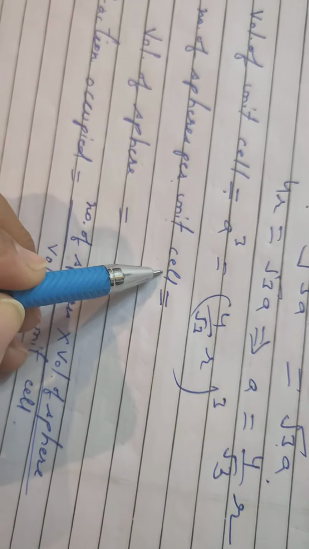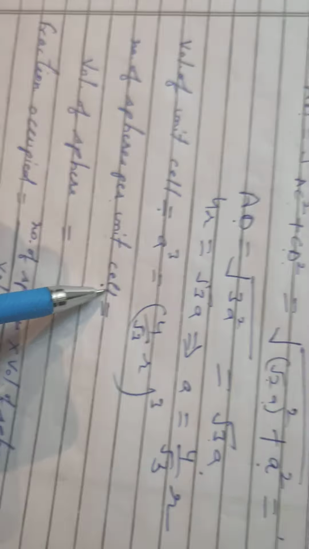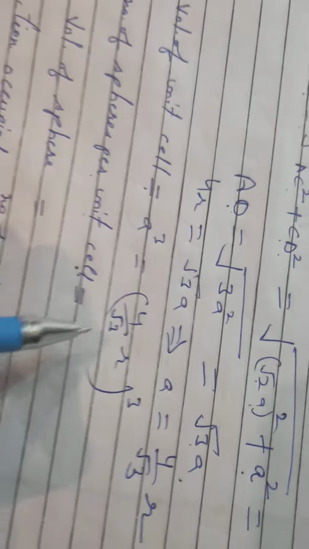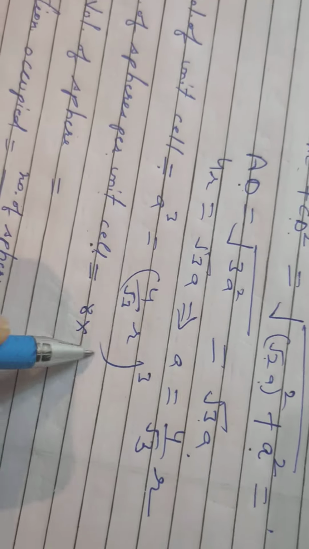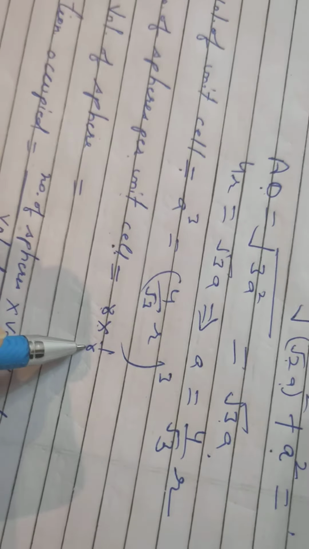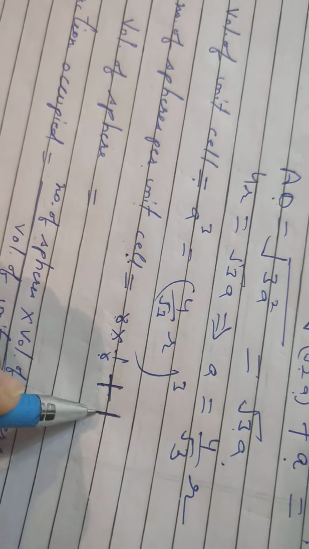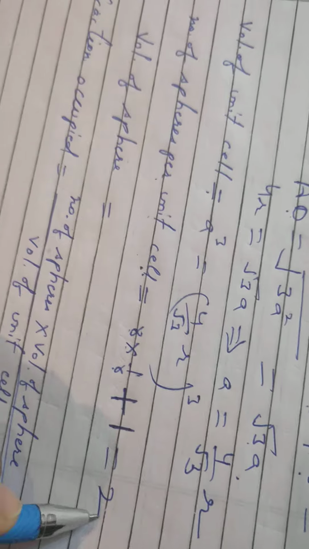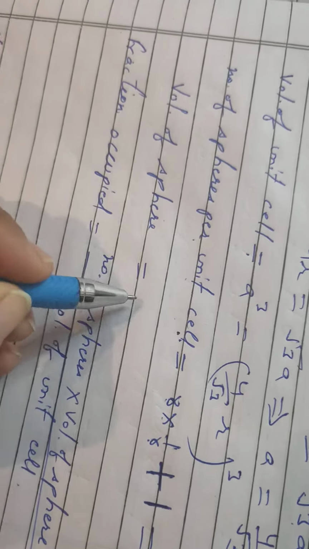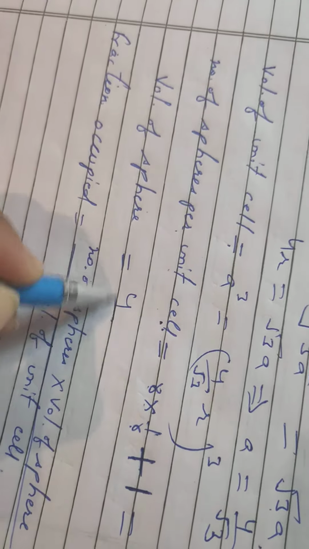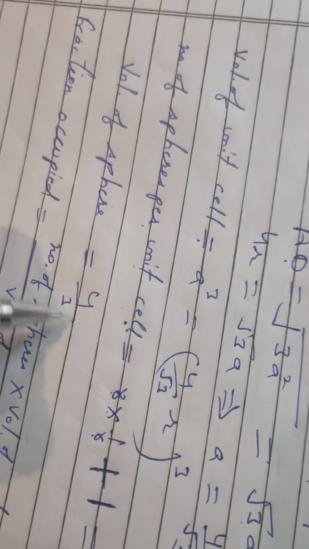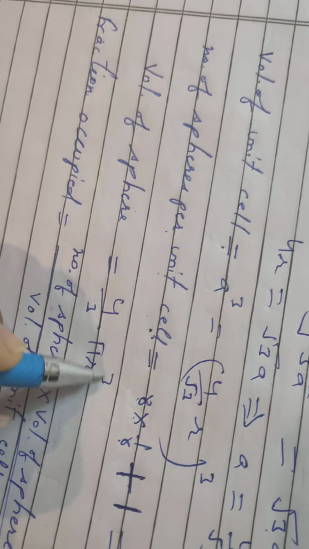Now number of spheres per unit cell. In BCC, what is the number of spheres? कितने होते हैं atoms? That is equal to at the corners 8 into 1 by 8. In the body center में contribution क्या है? 1. So total 2. Number of spheres is equal to 2. Volume of sphere is 4 by 3 pi r cube.